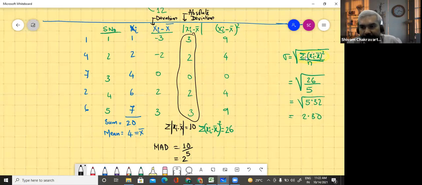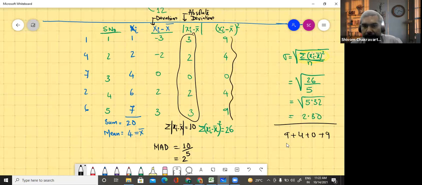So we cannot cancel, because this is actually one square plus another square plus the third square plus the fourth square, like that. So it is not just free numbers in the bracket. What I'm saying is, for calculating this, what exactly we are doing is 9 plus 4 plus 0 plus 9 plus 0 plus 4 plus 9, divided by 5.